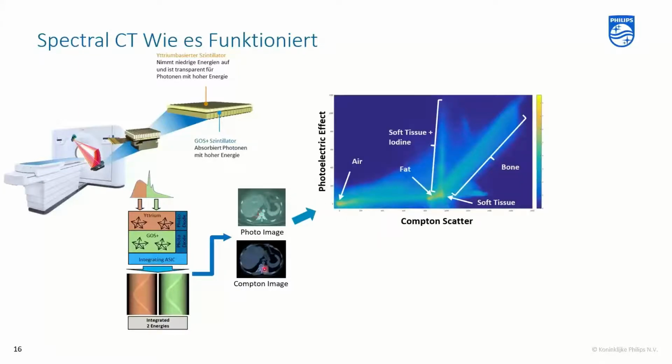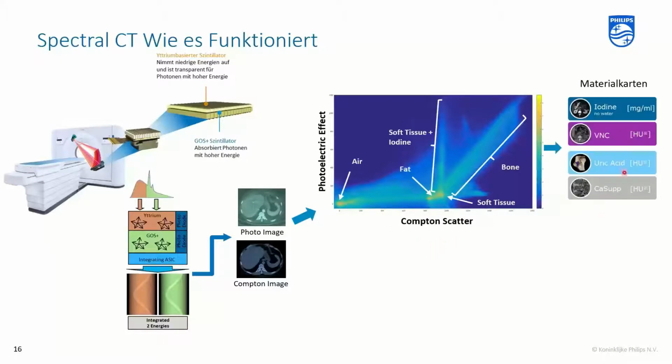If we plot this together, taking every pixel of the photo and the Compton image and plotting it, it would look something like this. We would see vectors that represent different materials. For example, soft tissue and iodine would fall somewhere along here, and the length along this vector will tell us how much iodine there is. Bone is a little bit wider, but we see a vector as well. Fat, for example, and air is over here. And this is essentially how we can get different material maps.